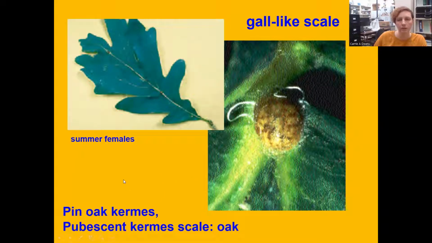So here's an example of a pubescent Kermes scale. So this is on oak. You can see that given the shape of this particular species and the fact that it's feeding on the vein on the leaf, it tends to have this sort of gall-like structure. So it can be difficult sometimes to identify this particular species because it doesn't necessarily look like an insect. It looks like a gall that's perhaps made by an insect.